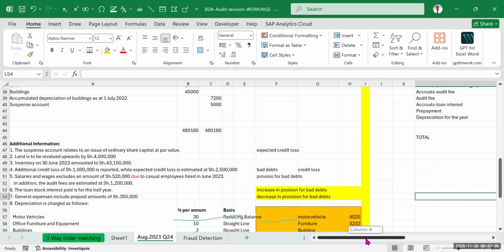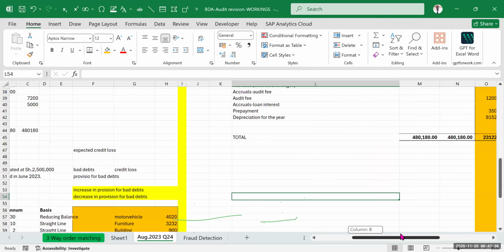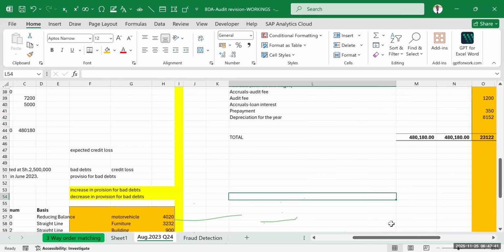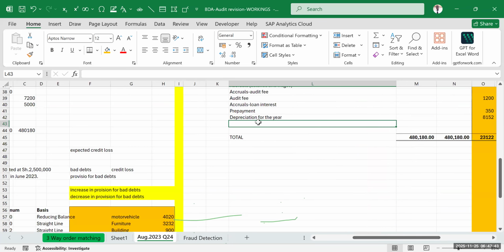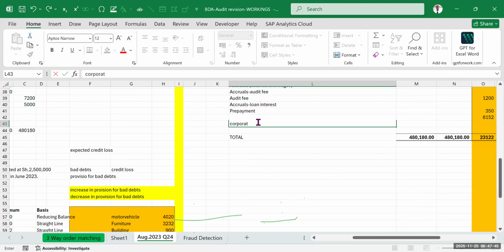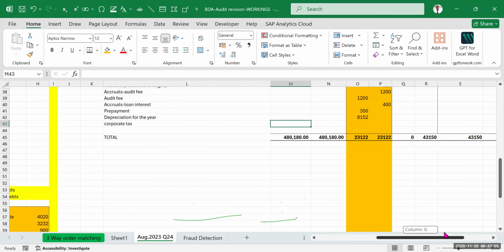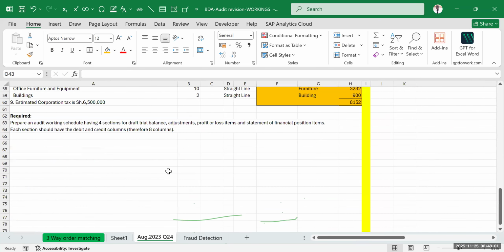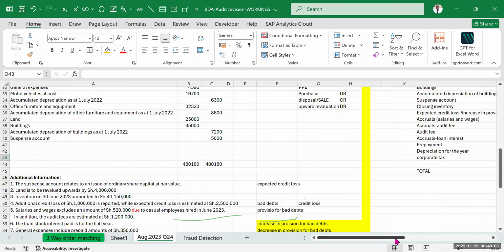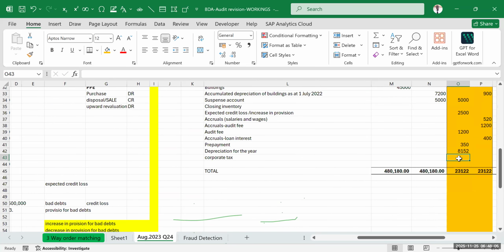So we recognize the tax charge for the year. Let me just call it corporate tax. We know that it is the corporate tax charge for the year. And we are recognizing it as an expense, and we know that we normally debit it. Now, I want a credit entry for it. How much is the tax? We've been told it is 6,500. What is the credit entry for it?